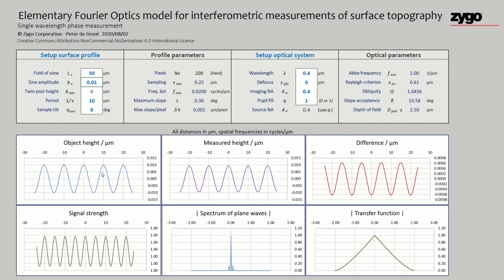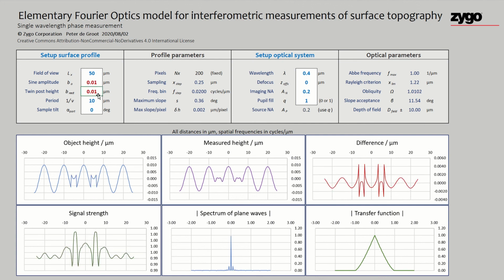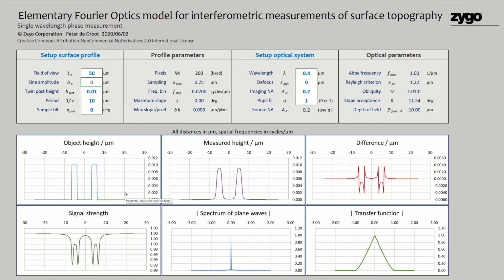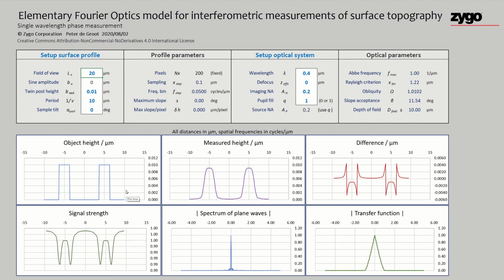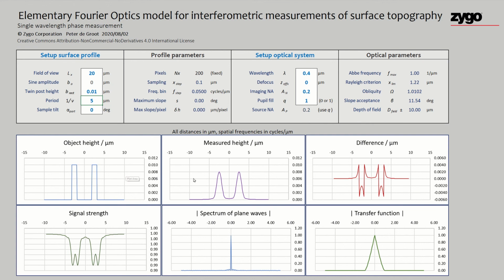Let's look at the twin post height. So we'll change the amplitude there. And when we do that, it turns red. That's because we haven't put the sine amplitude to 0. So I'll put the sine amplitude to 0. Let's increase the magnification a little bit by changing the field of view. Let's bring those posts a little bit closer together.